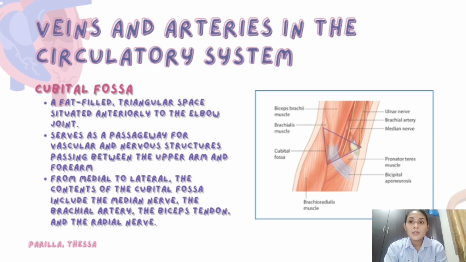So these veins carry deoxygenated blood. We also have these capillaries, which are small vessels. These are the vessels, mga maliliit na ugat. They bridge the veins and the arteries.